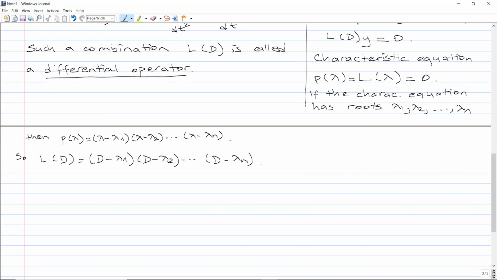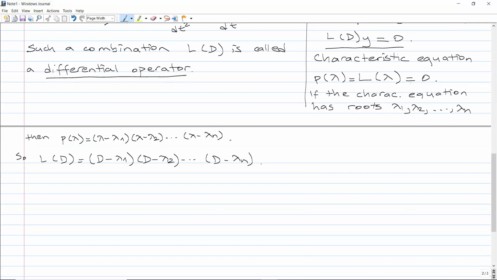What we do now, so a differential operator is just a polynomial in the differentiation operator D. Now, what is an annihilator? Consider the homogeneous equation, L(D) of y equal to 0. You can think of this equation as you have this polynomial L(D) in terms of differentiation, and when you apply it to a function, you obtain 0.